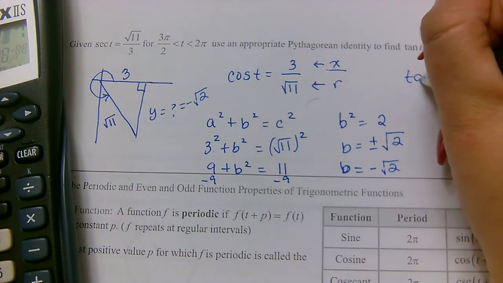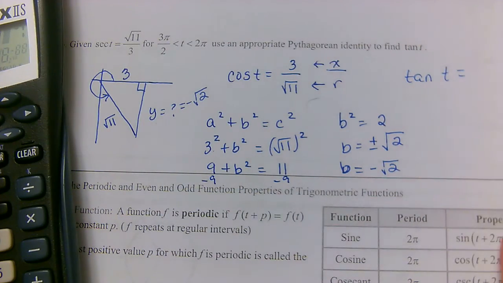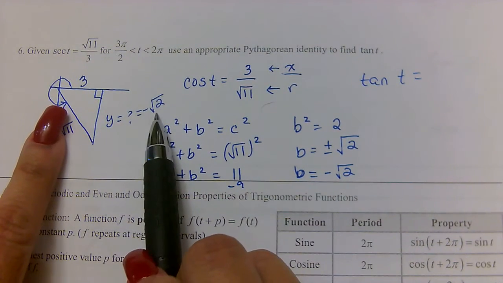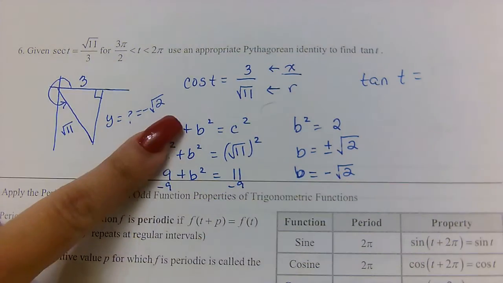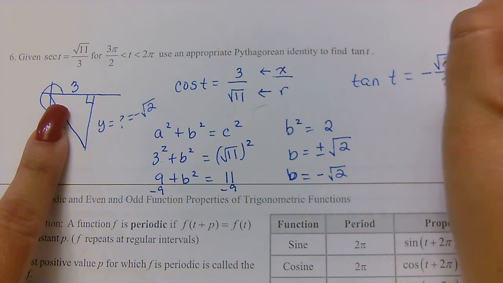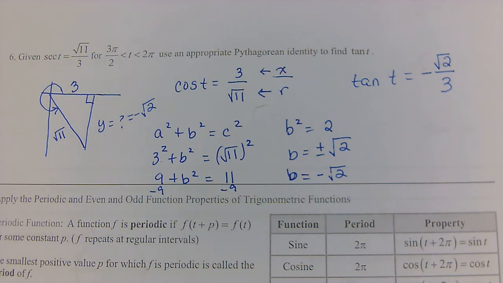So what is tangent of t? Well, tangent of t is going to be opposite, which is here, over adjacent. So I'm going to say negative square root of 2 over 3. Okay? Negative square root of 2 over 3.